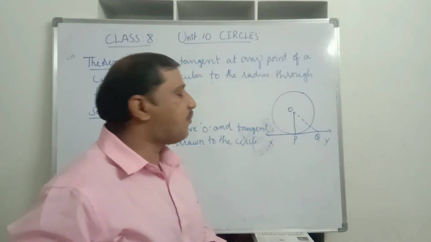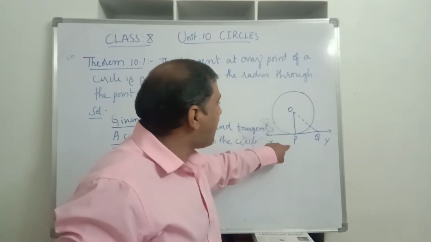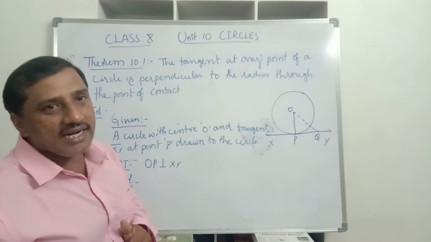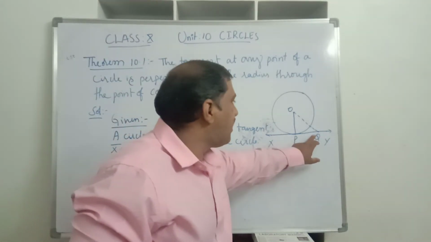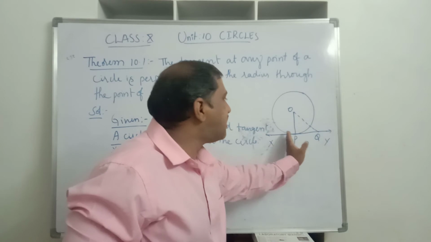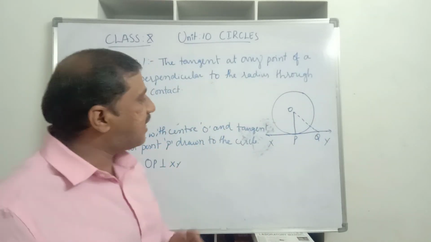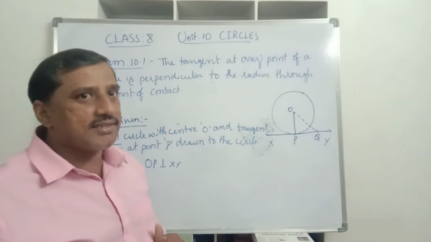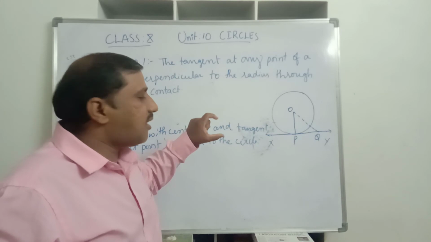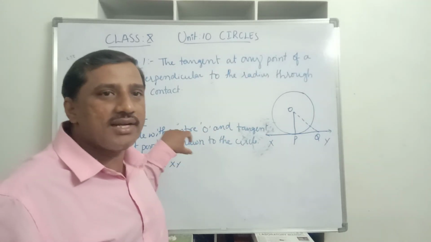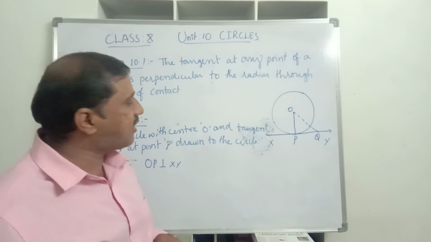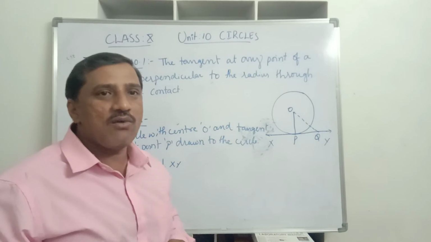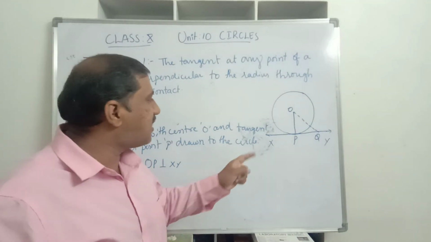Now join OQ. OP is the radius. Compare OQ and OP. Which is greater? OQ is greater than OP. Why? Because Q is on the line, and it is away from P. Therefore that line segment length will be more than OP. We studied in the lower classes that the perpendicular line will always be the shortest length. Therefore OP is less than OQ, or OQ is greater than OP. Hence OP is perpendicular to XY.